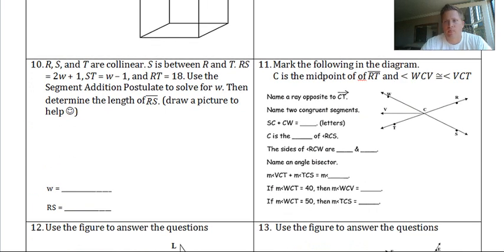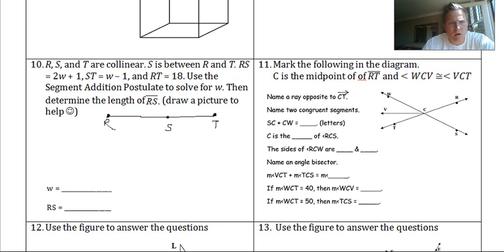Alright, so we have 3 points. They're collinear. Collinear means same line. And it says to draw a picture, so let's draw a picture. Might help us out. So here's a segment that we have right here. We know R, S, and T are on the segment. S is in between R and T. So I know here's R, here is T, and S is somewhere in between. Now it did not tell me that S was the midpoint, it's just somewhere in between.